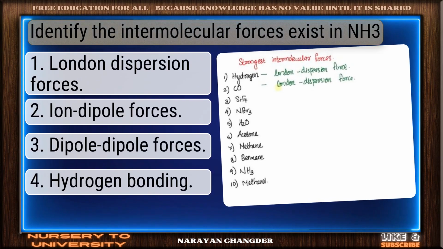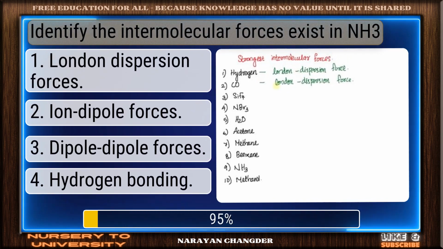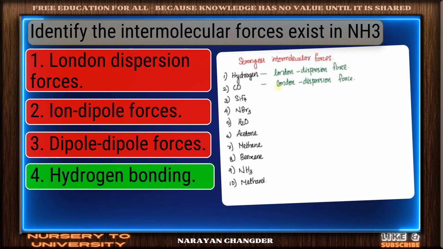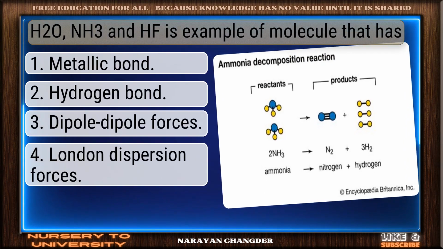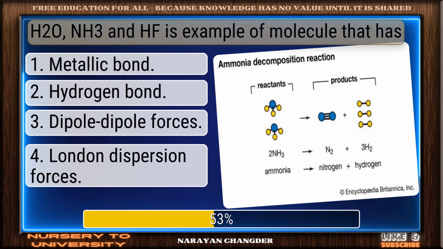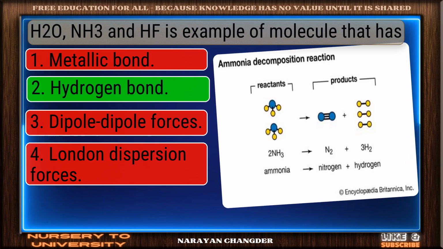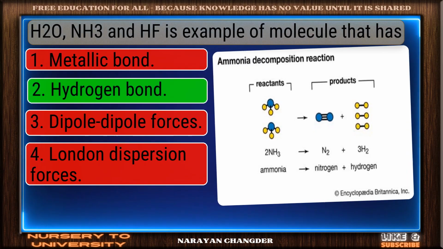Identify the intermolecular forces that exist in NH3. Clear logic. Your choice hydrogen bonding is sound and 100% true. NH3 and HF are examples of molecules that have hydrogen bonding. Good job. Your answer hydrogen bond works well here.